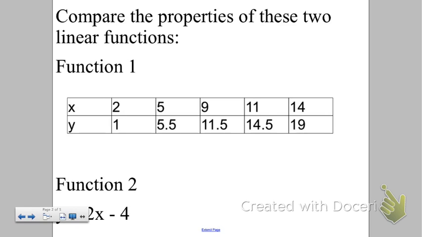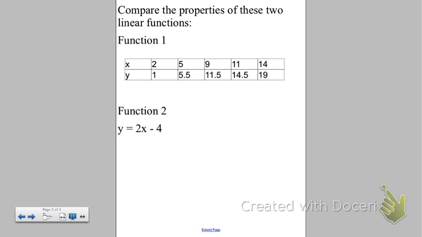Question 2. Compare the properties of these two linear functions. Function 1 is a table, and function 2 is given to us as an equation. Take a second to copy down this question.